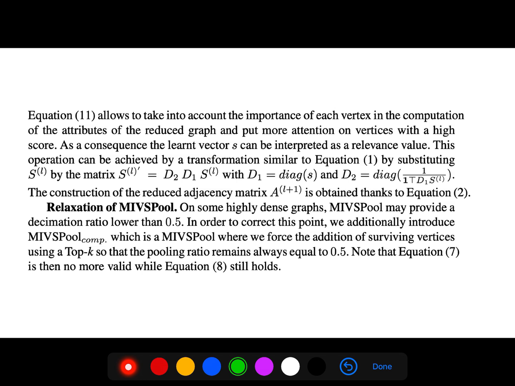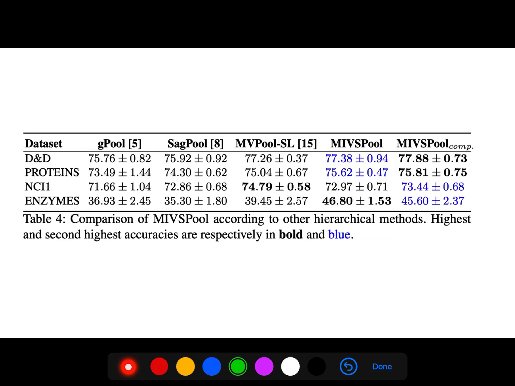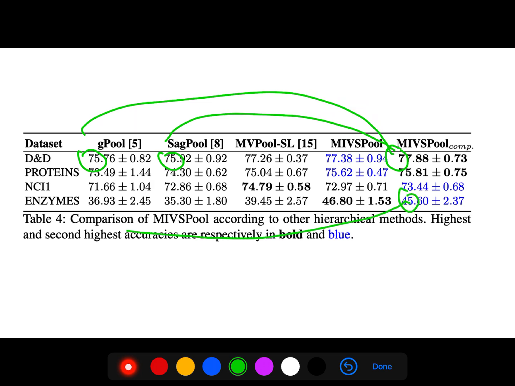So this MIVS pool may provide a decimation ratio lower than 0.5. So to correct this, we additionally introduce a variant, which is MIVS pool, where we force addition of surviving vertices using the top K approach. And they use these datasets for graph classification to prove that their idea is better than, for example, GPool or SAGPool, just 2% more than SAGPool for the D&D dataset. Or for ENZYMES, you have more improvement if you compare with GPool or with SAGPool.